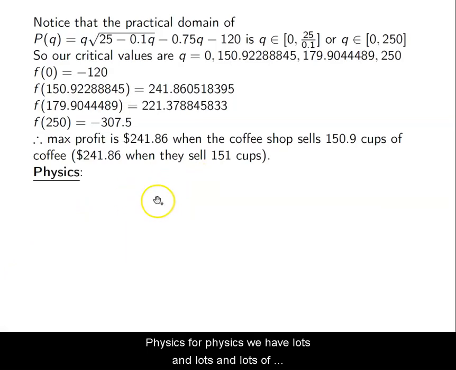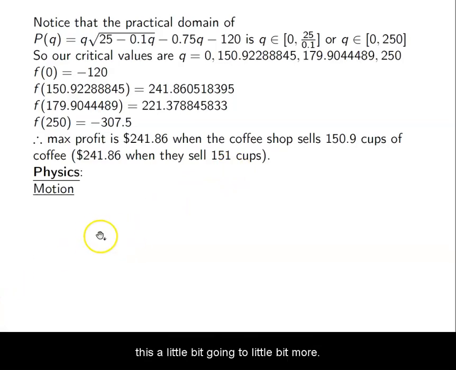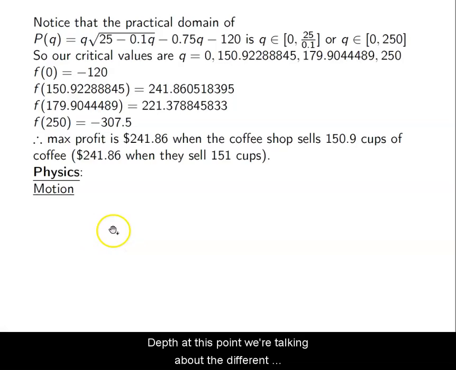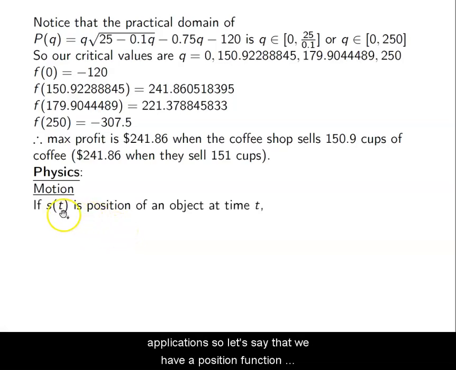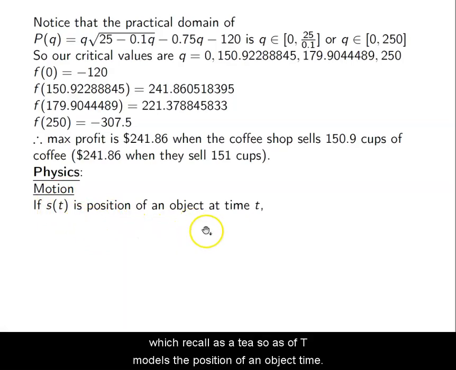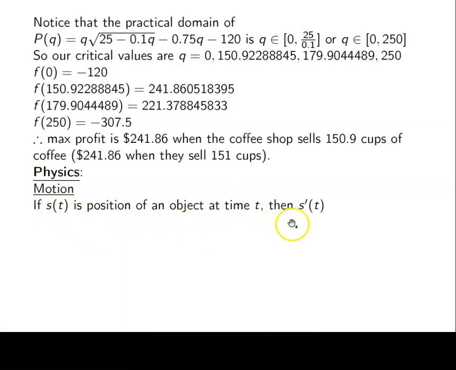For physics, we have lots and lots of applications of the derivative, but we'll stick to the most common one, which is modeling motion. We talked about this a little bit, so we'll go into a little more depth at this point, since we're talking about the different applications. So let's say that we have a position function, which we call s of t. So s of t models the position of an object at time t.